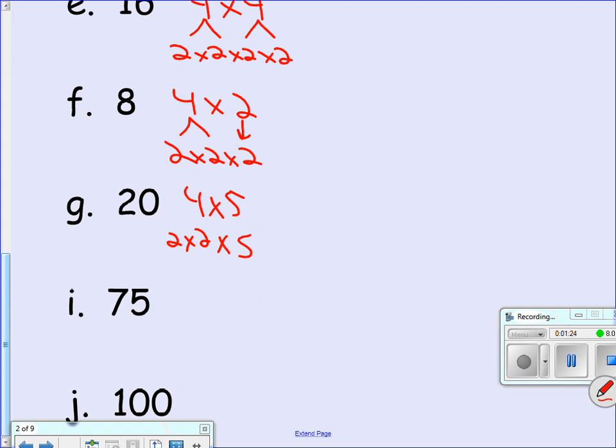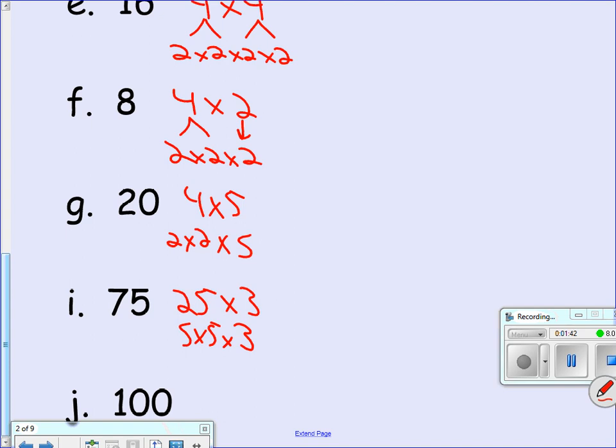To 75, we have 25. How many quarters are in 75 cents? 3 of them, times 3. 25 is not a prime number, so we're going to have to break that apart to 5 times 5 times 3. See how I'm doing this? I know I'm doing this pretty quickly, but this is all review.